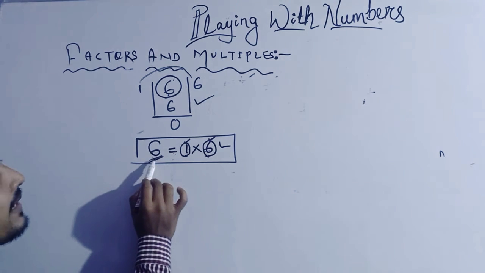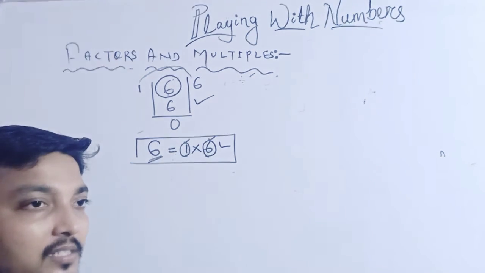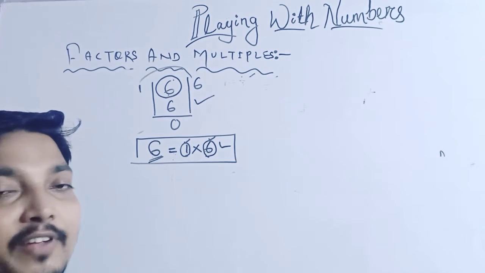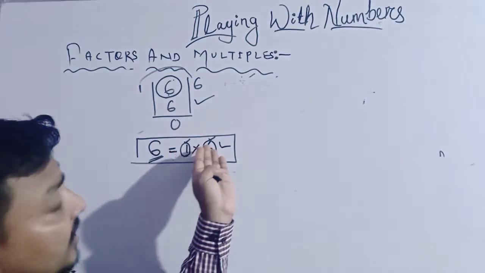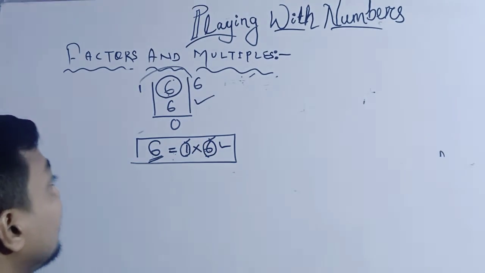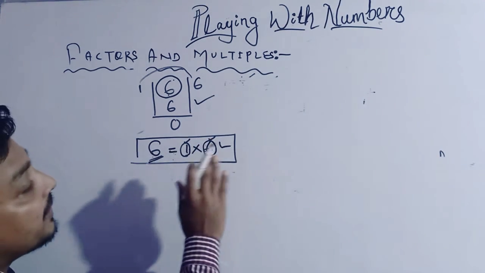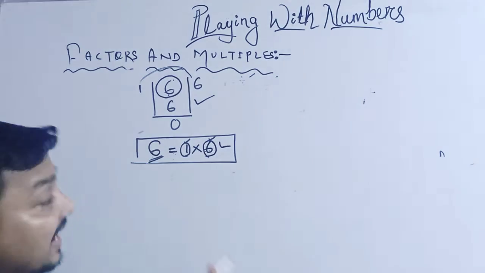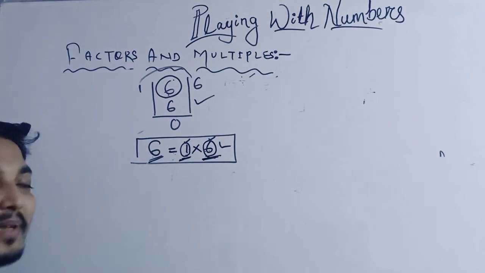Whenever a number is expressed as the product of two or more numbers, the process is called factorization. And each of these numbers is called a factor. This is a factor, and this is a factor.